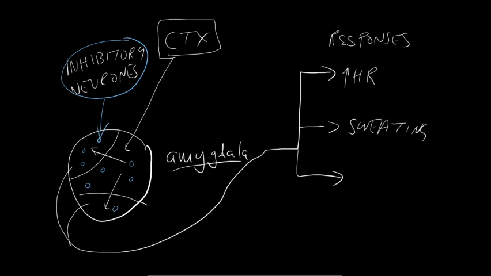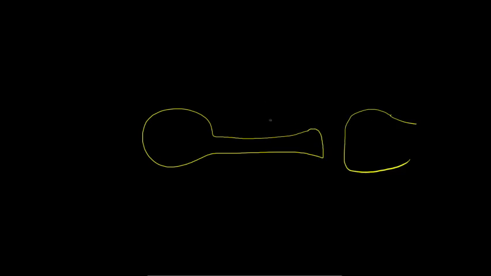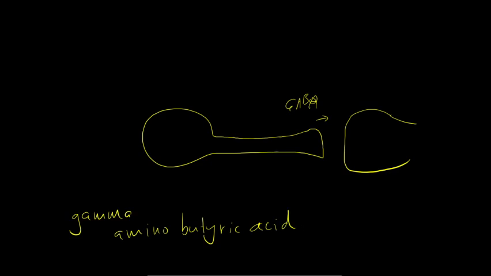These inhibitory neurons contain receptors to GABA. So if we imagine release of GABA from these inhibitory neurons, GABA is gamma-amino butyric acid, and it's one of the main inhibitory neurotransmitters in the central nervous system. So GABA is released, and that binds to receptors.